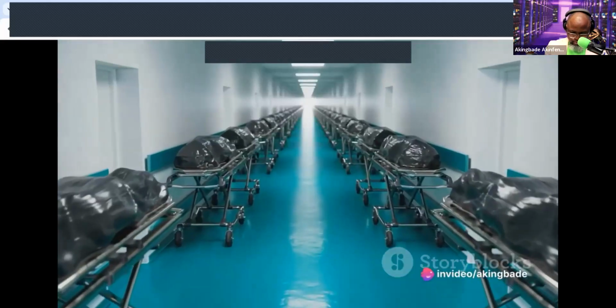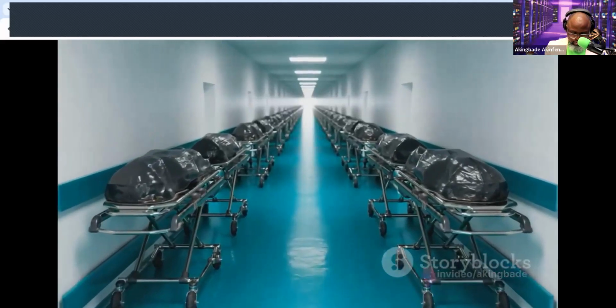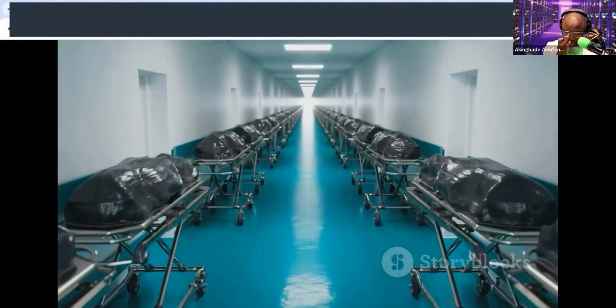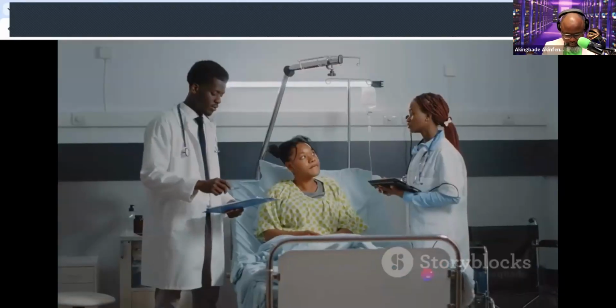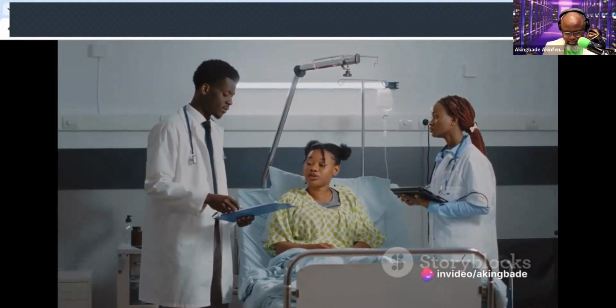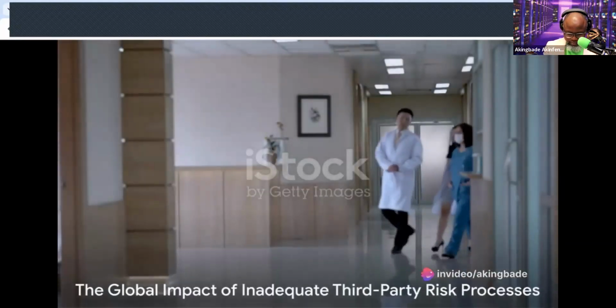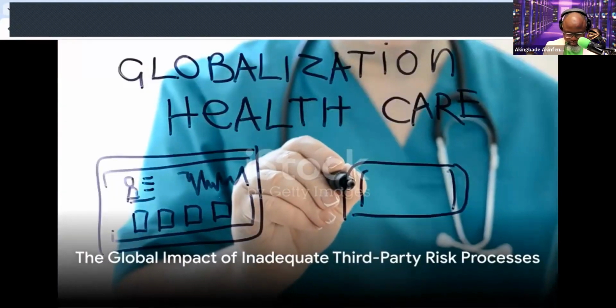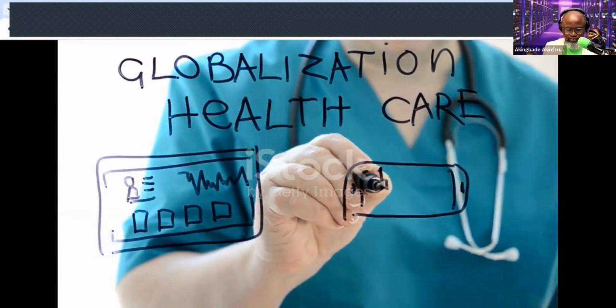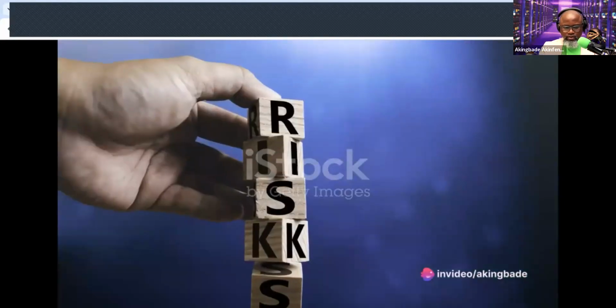The fallout was severe. St. Jude's was forced to switch providers, implement enhanced security measures, and invest heavily in damage control. The breach led to a loss of trust among patients and stakeholders, a setback that took years to recover from. This isn't an isolated incident. Across the globe, healthcare facilities are grappling with the consequences of inadequate third-party risk processes. The risks are real, and the stakes are high.